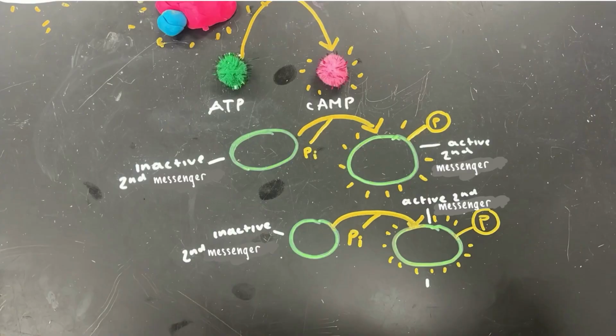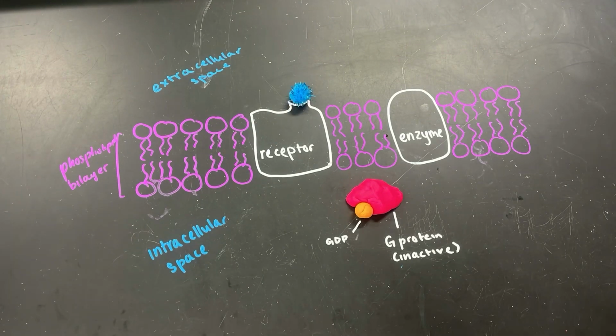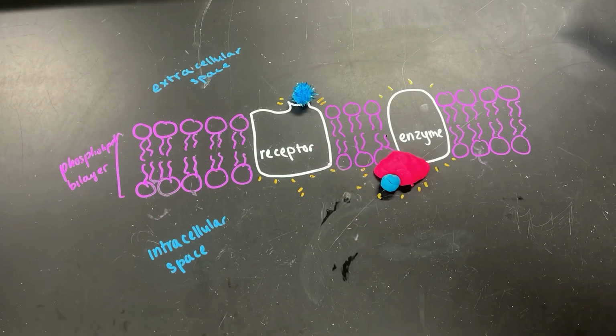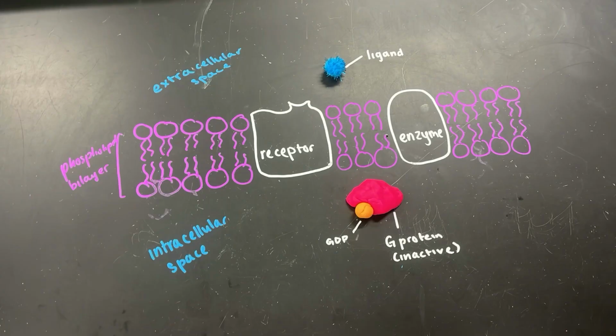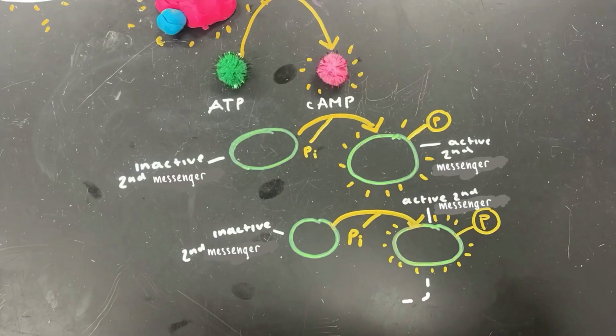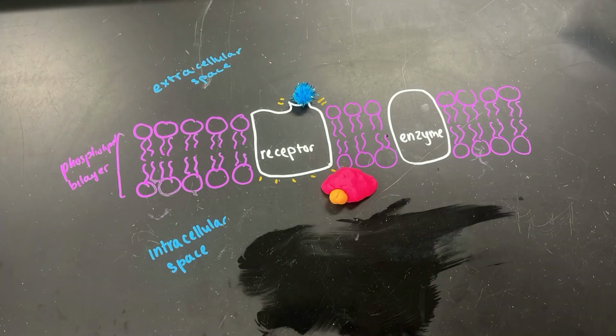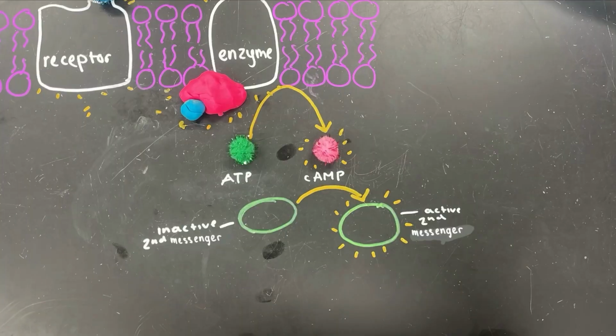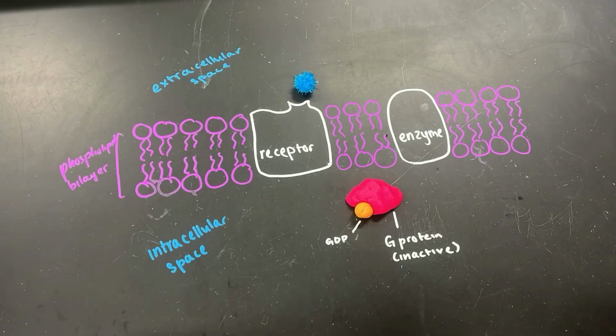Then, the activated G protein diffuses across the membrane and attaches to adenyl cyclase enzyme. This enzyme is now activated as well. Adenyl cyclase then converts ATP to cyclic AMP. cAMP is a secondary messenger that further activates other secondary messengers through phosphorylation.